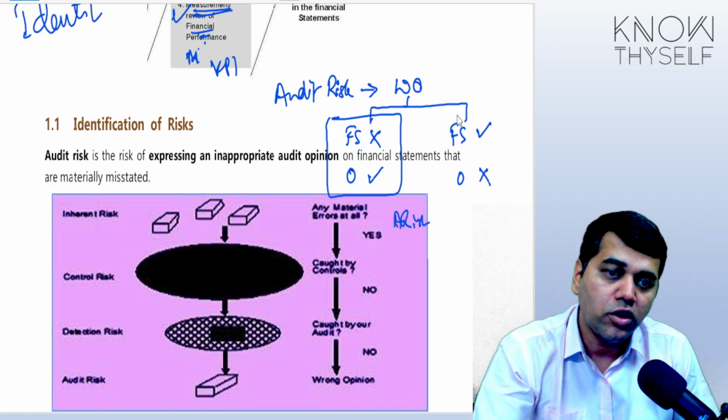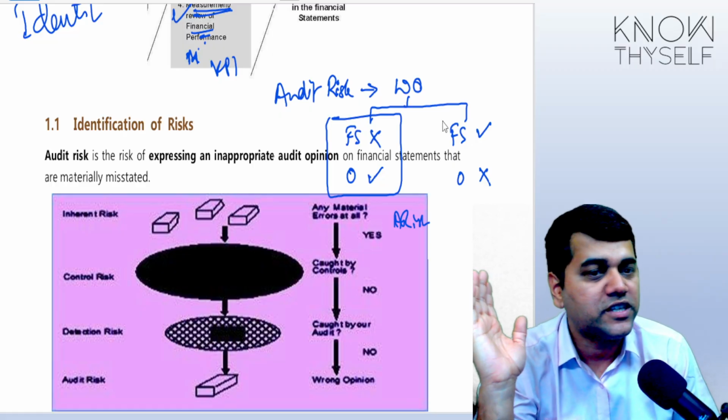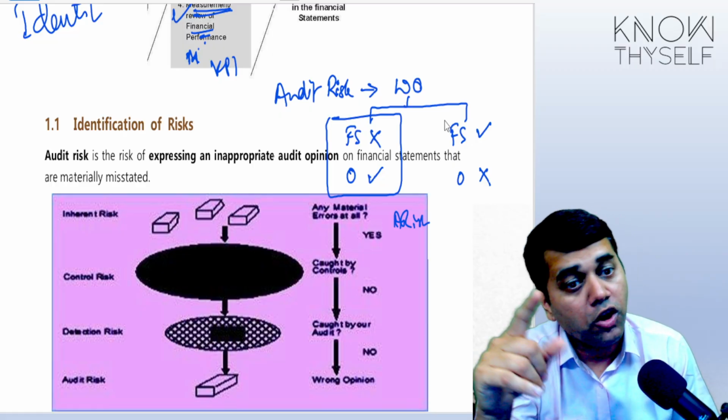Now, why not this particular instance? Because this is discussed at the entity level. This is called an auditor's business risk.